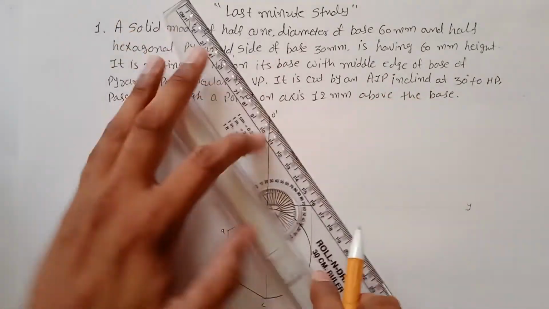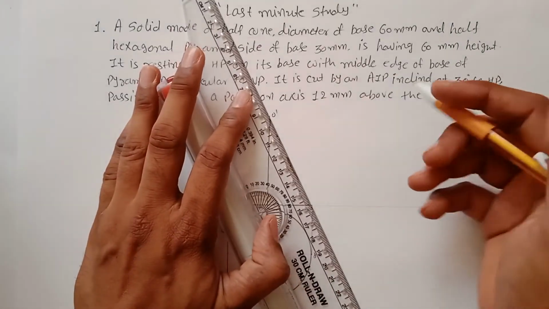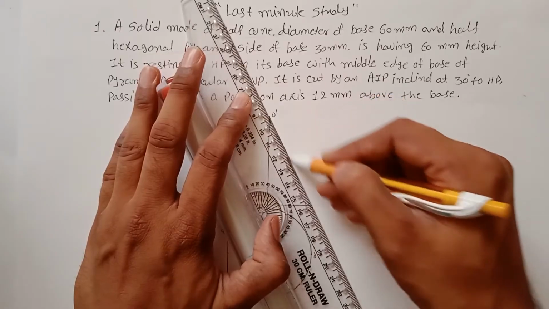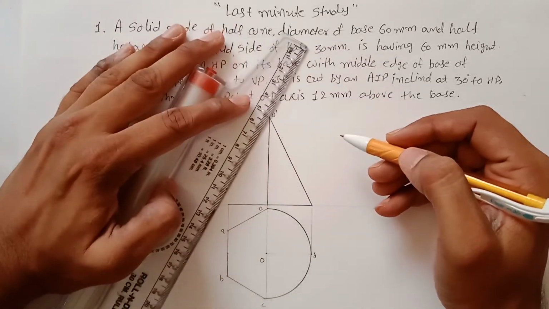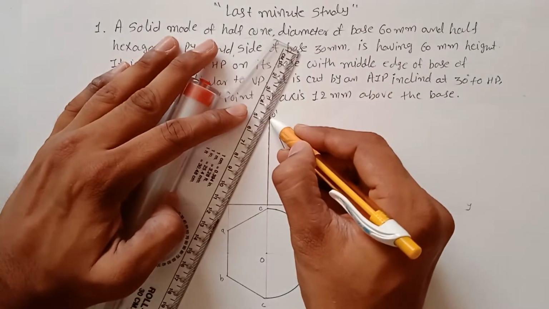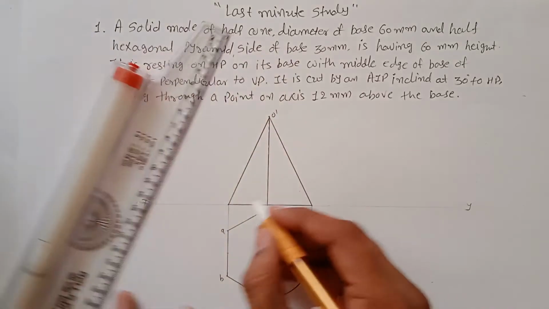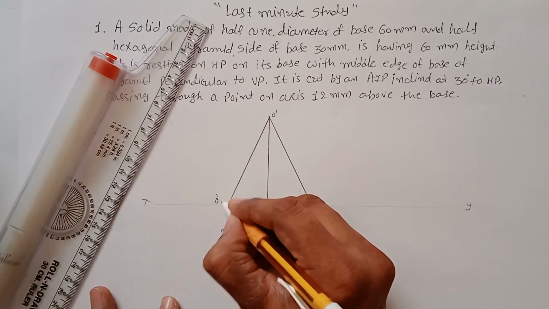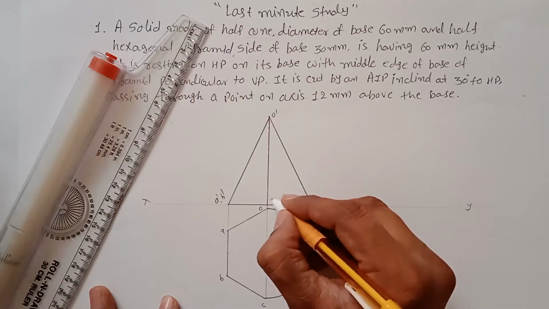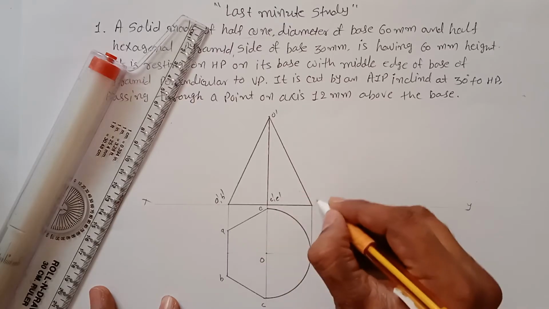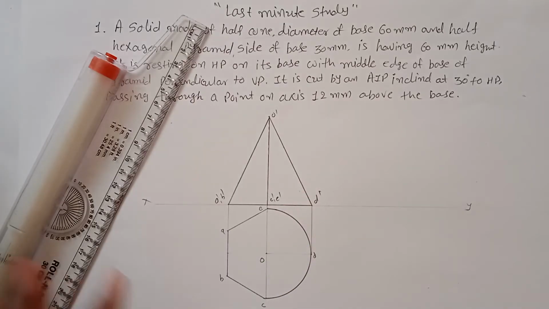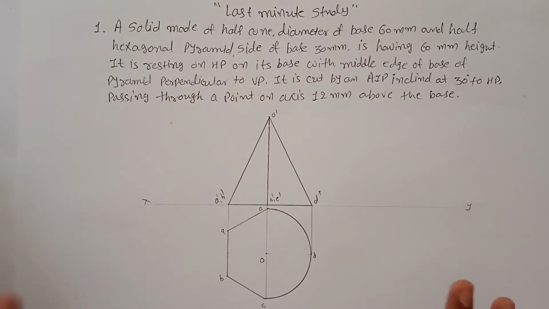Now you have to join the points like this and this. So these points are A dash, B dash, C dash, E dash, and D dash. So my position is finished where the solid is rested. Now we have to find out the cutting plane.